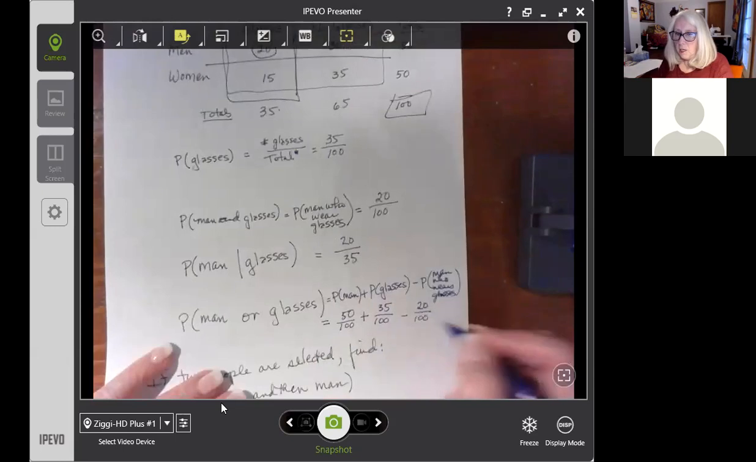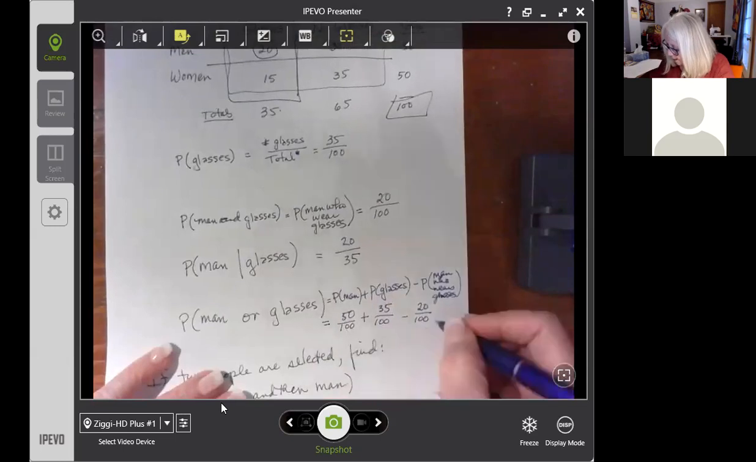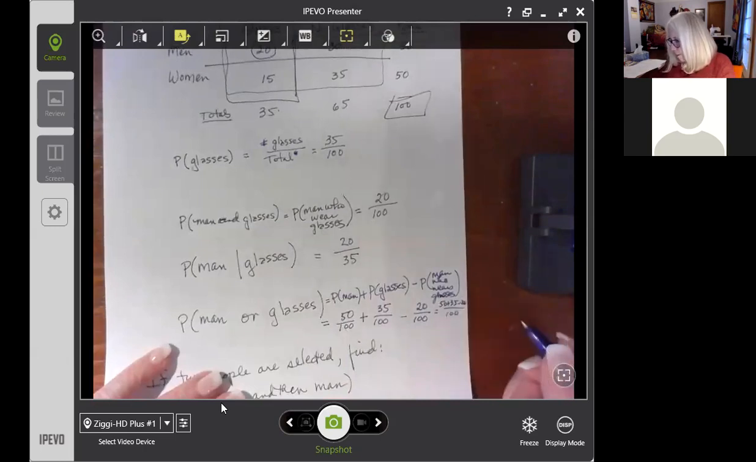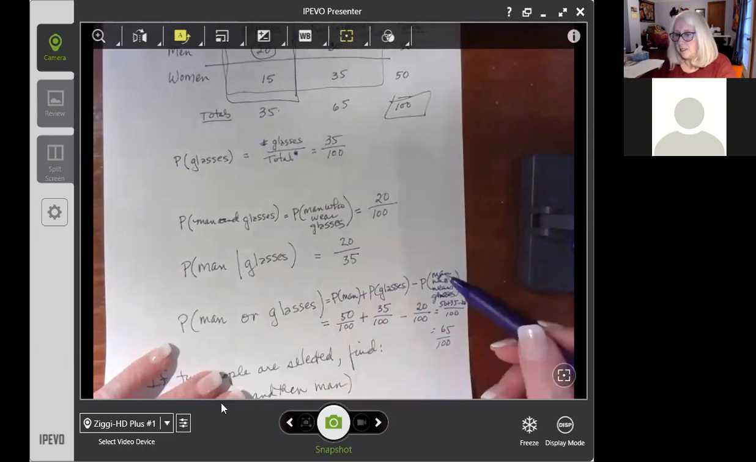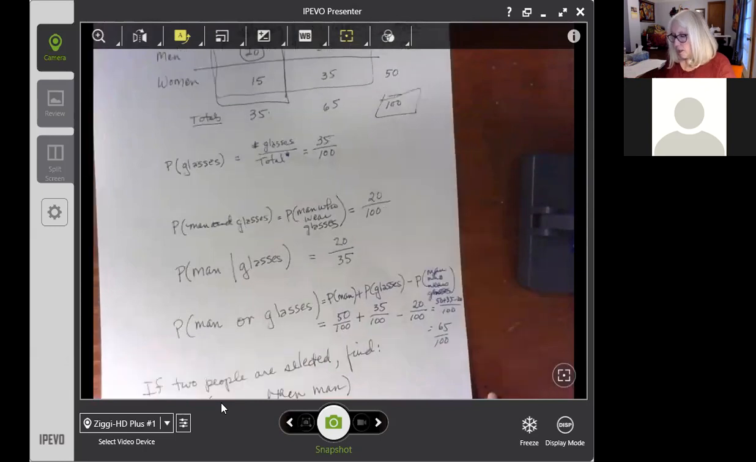So since this is the same denominator, I can do that addition and subtraction over that common denominator. So 50 plus 35 is 85, minus 20 is 65 out of 100. Now, if there had not been any men who wore glasses, this subtracted part here would have been 0 anyway. So if it's mutually exclusive, that subtracted part falls away because nobody could have both characteristics at the same time.